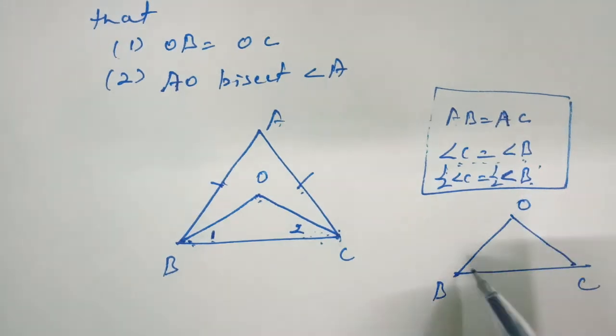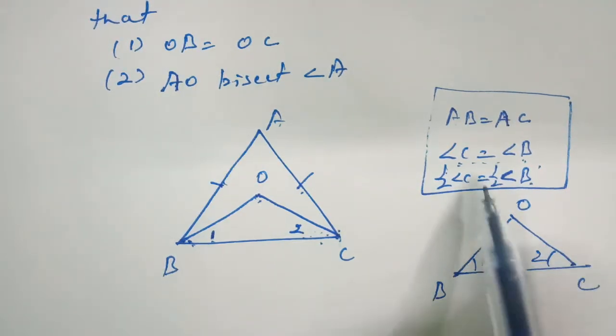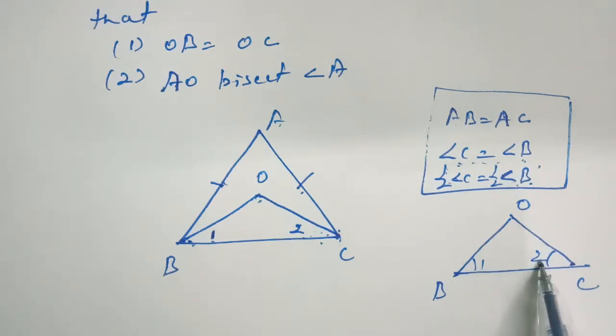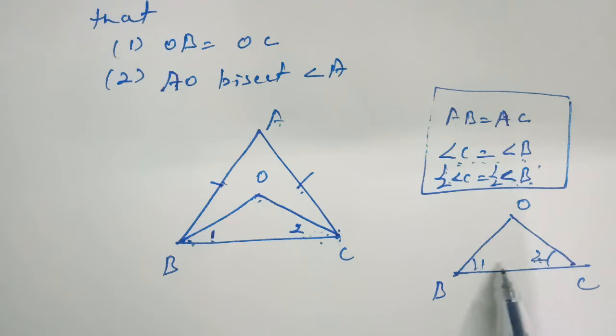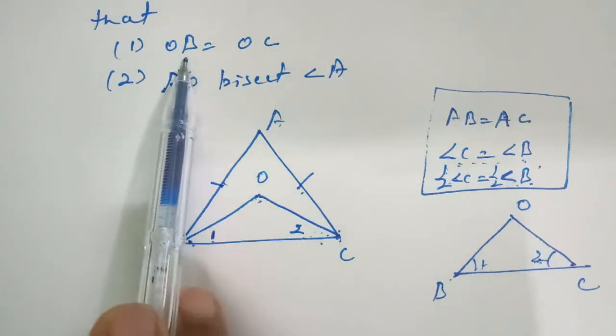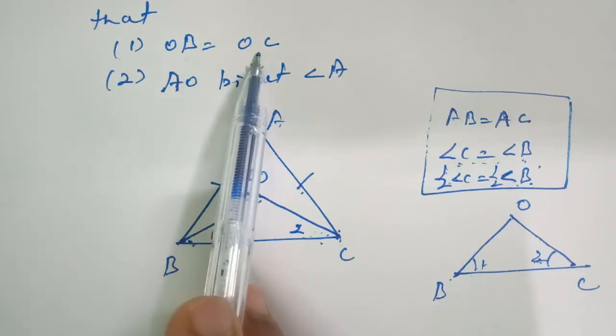Now if you separate the figure, we are doing the rough part, then we are going to do the calculation. Angle 1 is equal to angle 2. Revising the property that we have just learned: if the angles of a triangle are equal, then the sides opposite to them are also equal. If angle 1 is equal to angle 2, then the side opposite to angle 1 is OC and opposite to angle 2 is the side OB. Then we can say OC is equal to OB, or in the correct form, OB is equal to OC. So the first part we get using the property.